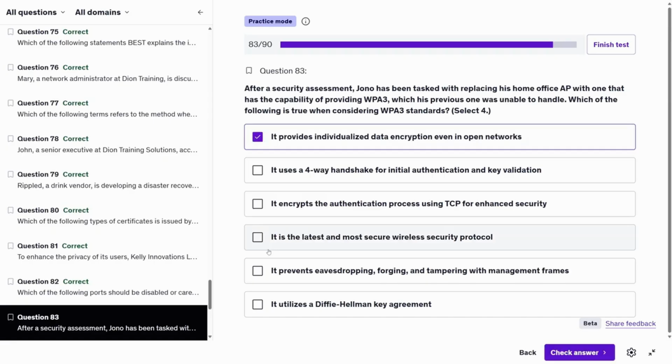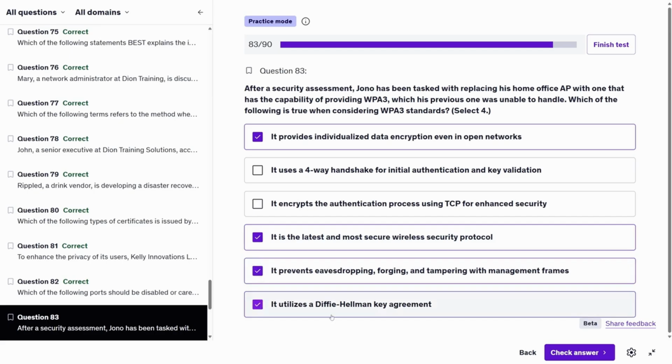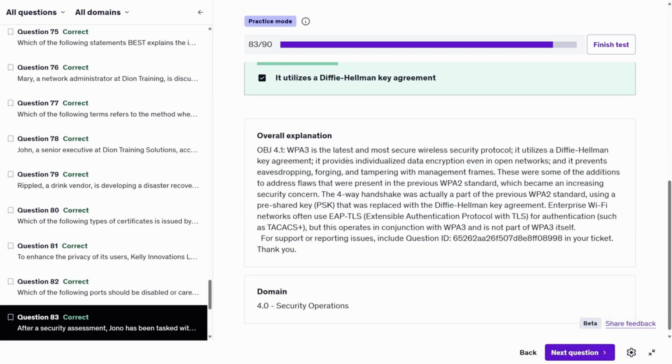The correct answers are A, and then D, F, and G in this case. WPA3 is the latest and most secure wireless security protocol. It utilizes a Diffie-Hellman key agreement. It provides individualized data encryption, even in open networks, and it prevents eavesdropping, forging, and tampering with management frames.